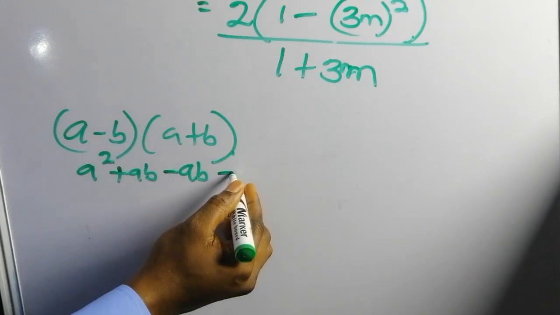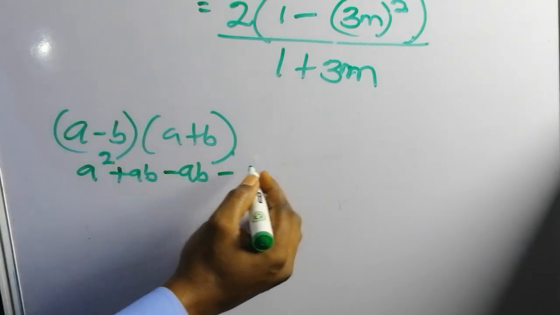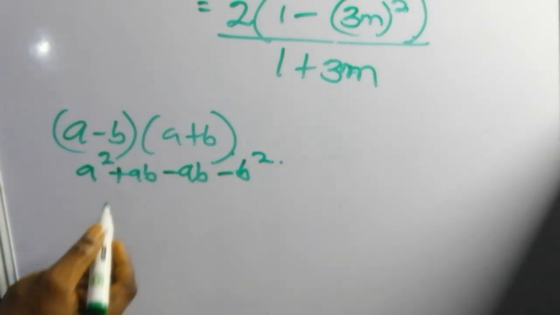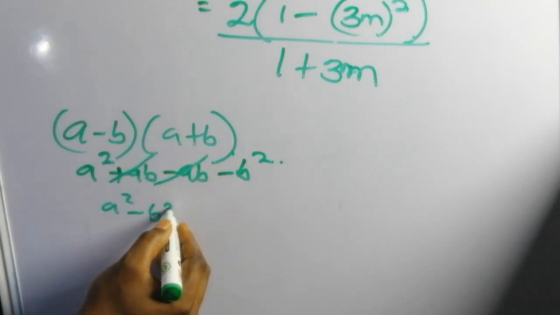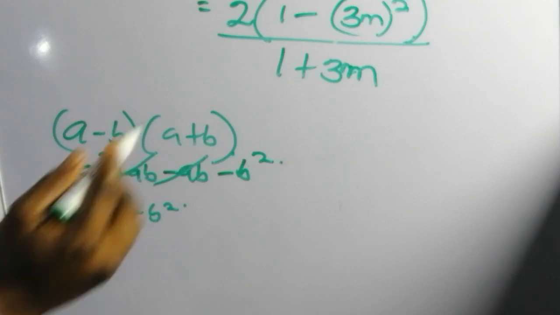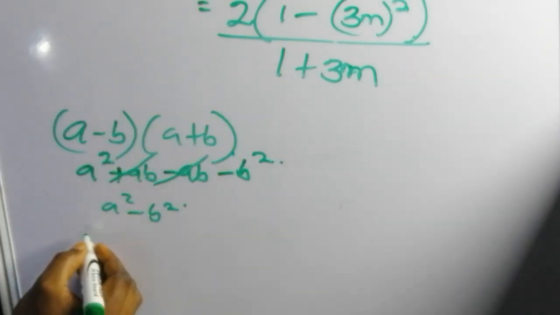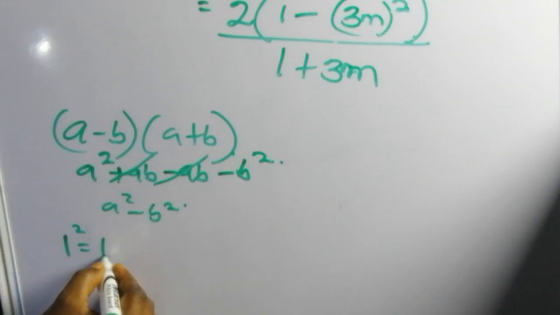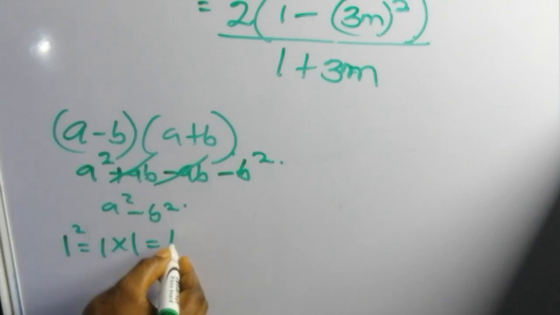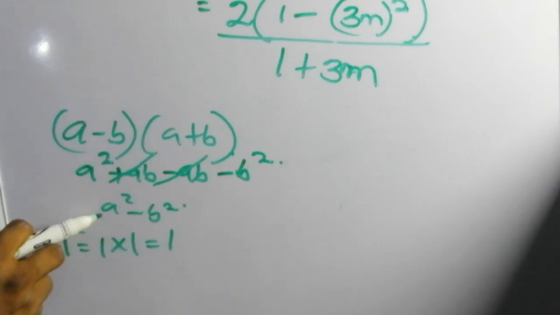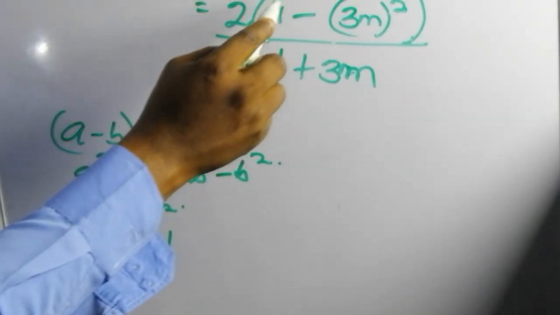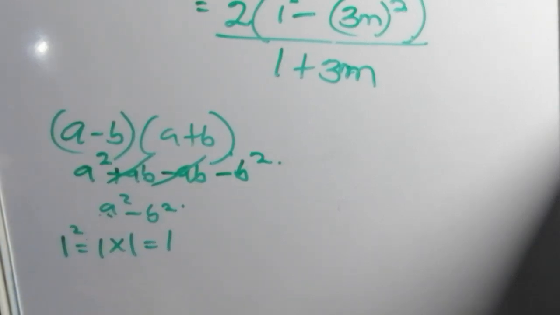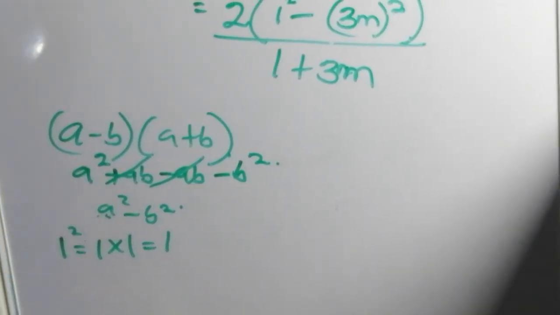Minus times plus, this is minus. I mentioned all this there. So then you have your b square. So this will still cancel this. You will still have a square minus b square. You can see it. The same thing applies here. 1 square. 1 square is the same thing as 1 times 1, which is still the same thing as 1. So in this case, we are applying difference of 2 squares in this question. This is the same thing as 1 square, but 1 times 1 is still the same thing as 1. So it's as simple as that.